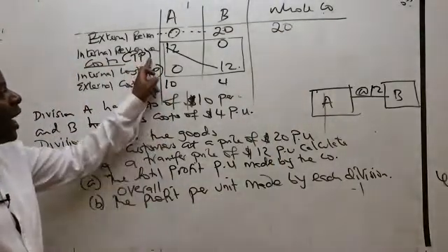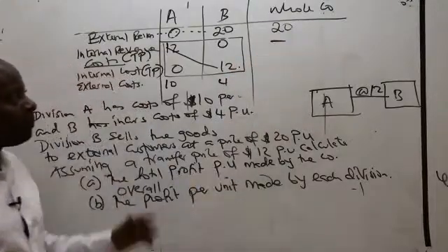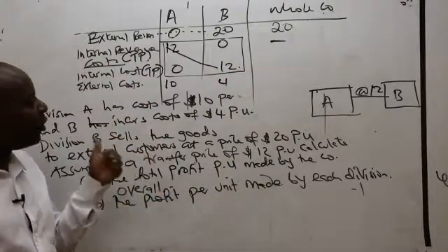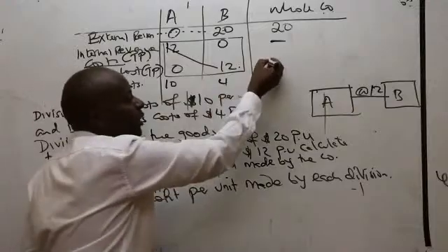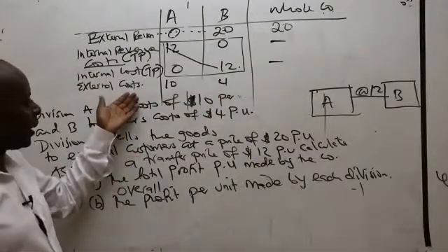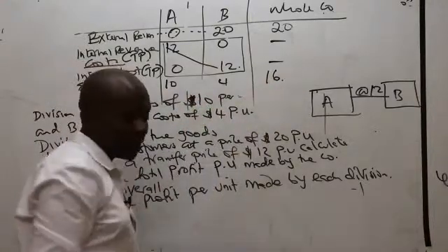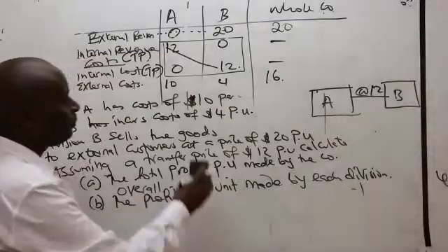Then anything internal does not make sense from the eyes of the whole company. Anything internal, you simply put 0. But external will have to add 10 plus 4, which gives you 14, like that.